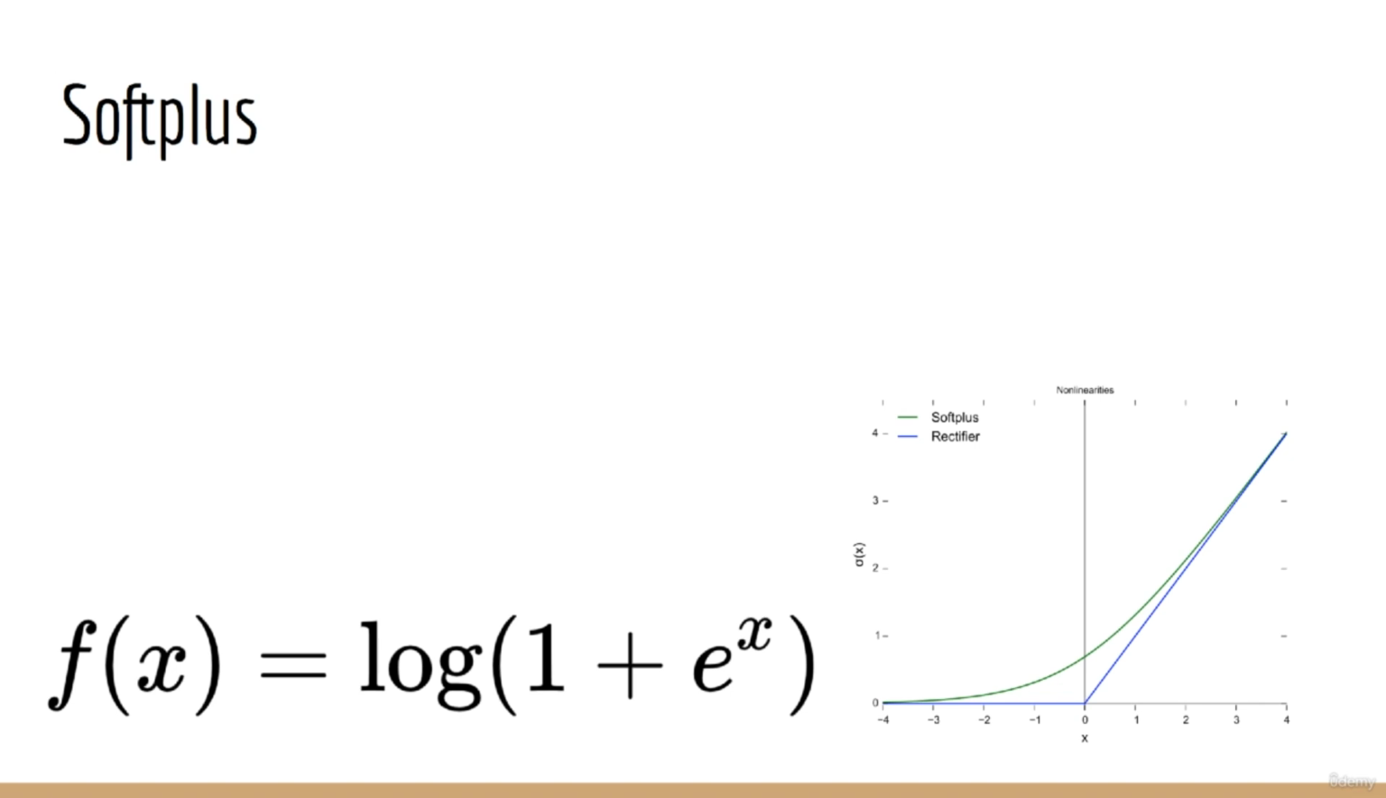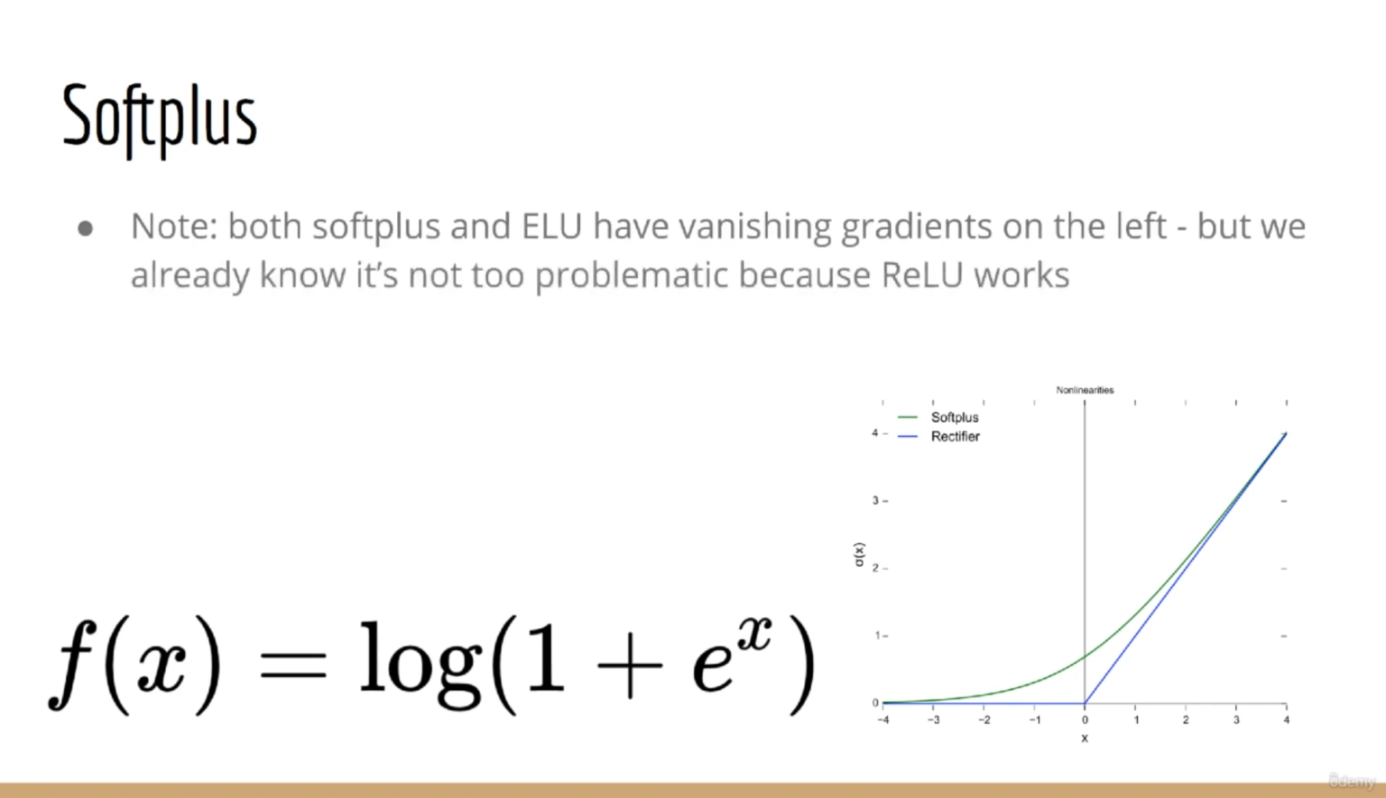Another option which is very similar is the soft plus activation, which, because you're taking the log of the exponent, looks very linear when the input is reasonably large. Now, for both of these previous activation functions, there is the vanishing gradient on the left side, but we've established that it's not so much of a problem since we know that the ReLU already works and it has gradients that are equal to 0.